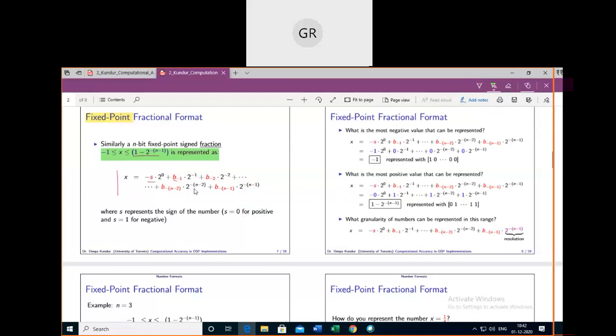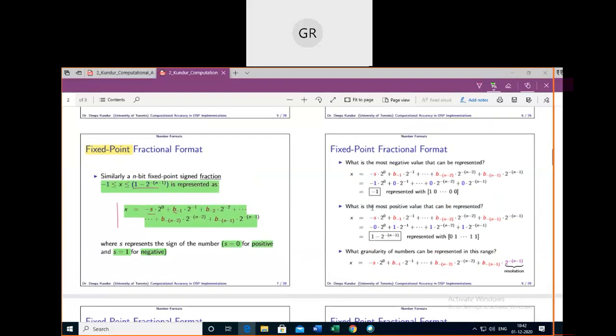This one is very important. Please go through this whole thing. Okay, again same here. When s equal to 0, it's a positive number. When s equal to 1, it's a negative number. S equal to 0 for positive, s equal to 1 for negative.